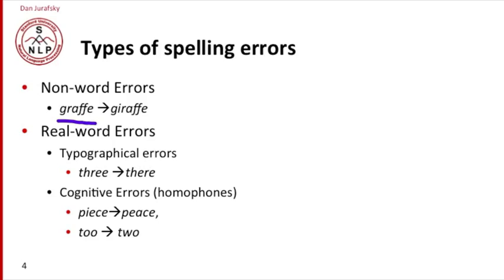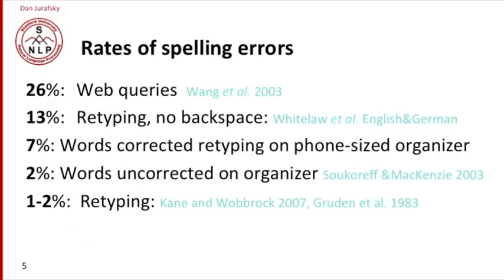And we can break up real word errors into ones produced by really typographical processes. The user meant to type three and typed there, let's say. Or cognitive errors where the user meant to type a word like peace and instead typed a homophone of the word, or TOO instead of TWO. And in both cases, what's produced is a real word of English, but by modeling the differences between these kinds of errors, we might come up with better ways of fixing them both.